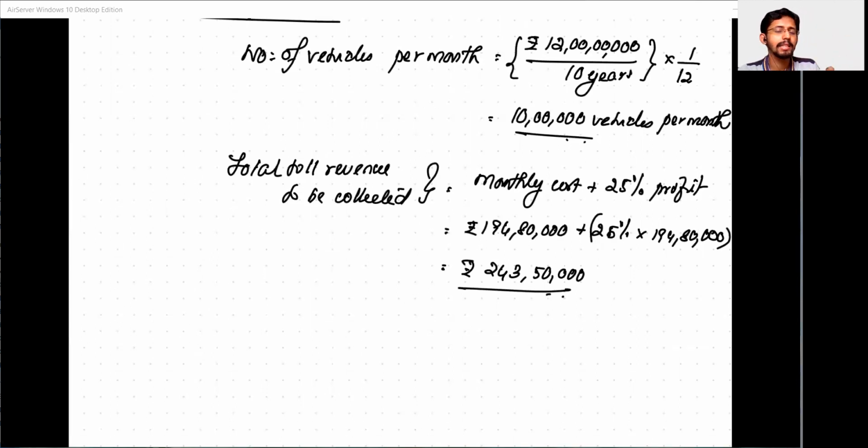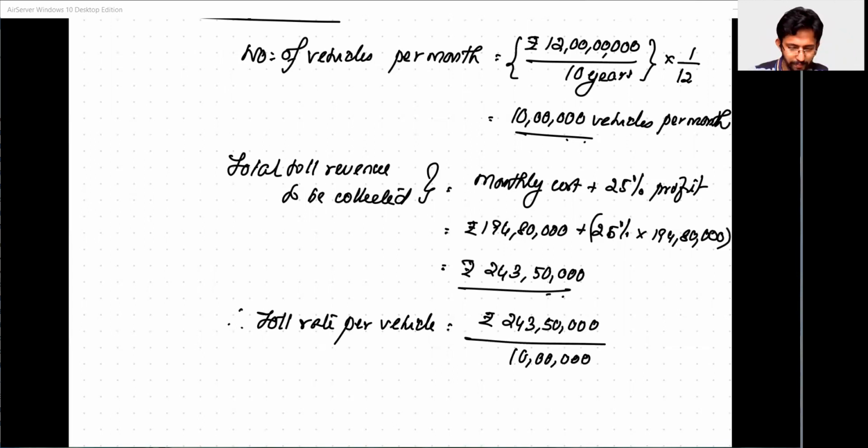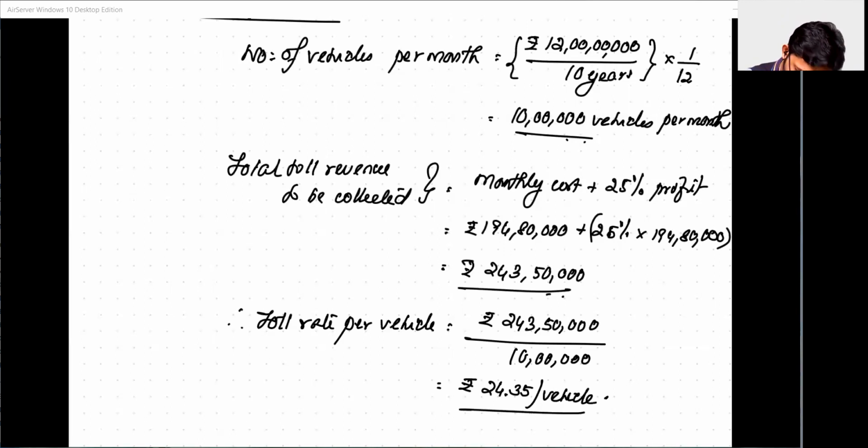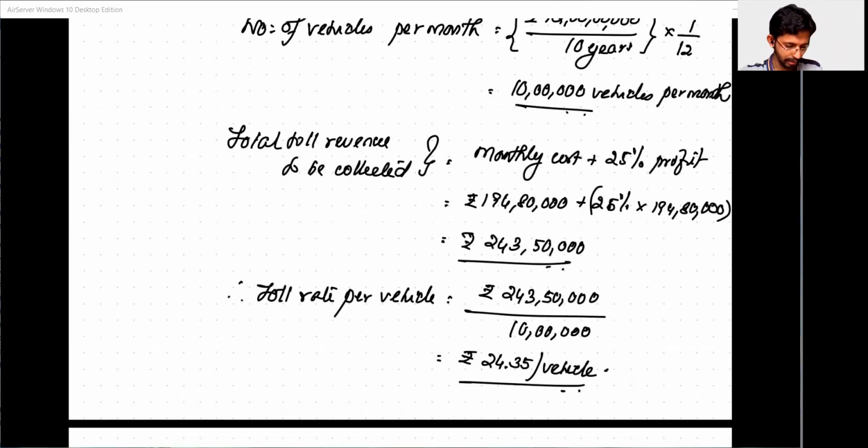Now, from how many vehicles it has to be collected? From 10 lakh vehicles. Therefore, toll rate per vehicle is equal to 243,50,000 divided by 10 lakhs. That is equal to rupees 24.35 per vehicle. So this is the toll rate that has to be collected.